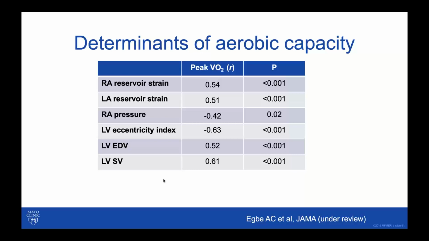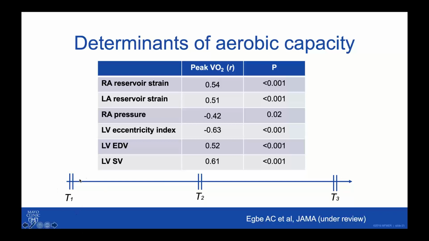Because for us to discuss mechanism, we should be able to talk about the dysfunction that starts first, the initial insult, and how that leads to deterioration. So you cannot do that with a cross-sectional analysis. You need longitudinal data. So to do this, we had echo and exercise tests at 3 time points, a minimum of 2 years apart.